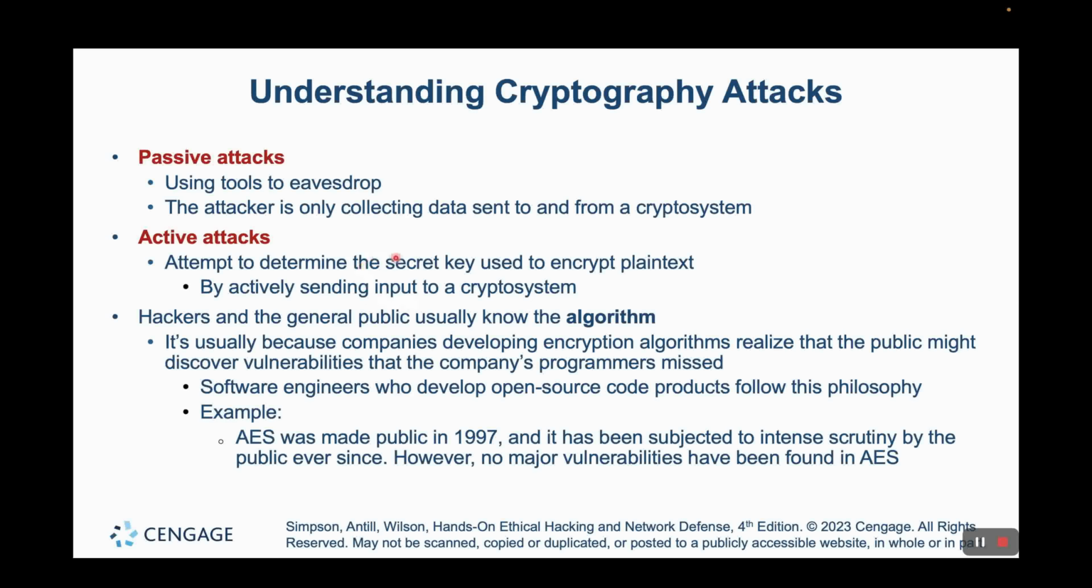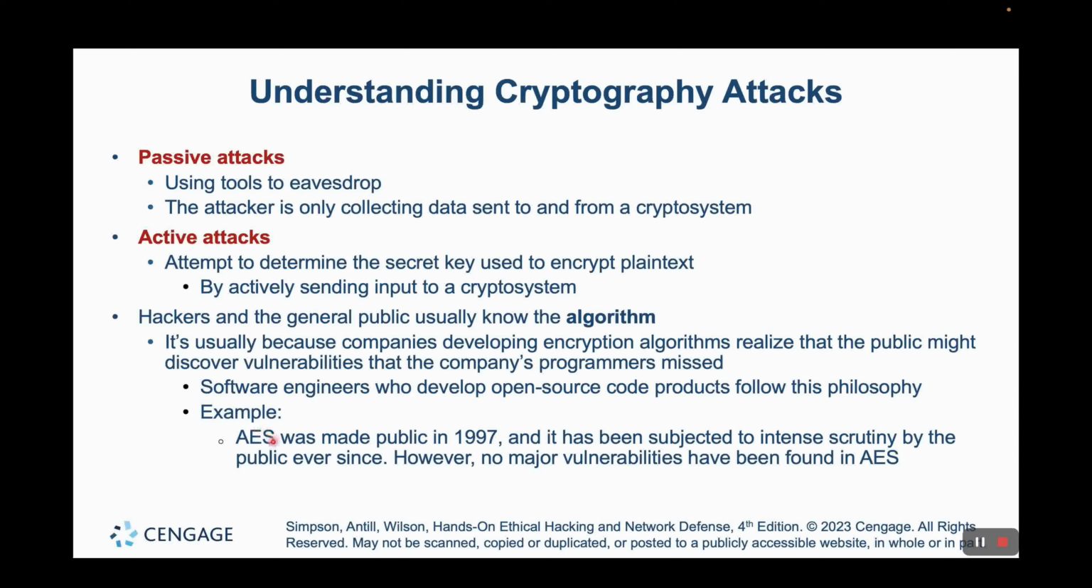See here, right now you're interacting with the crypto system, and that's what makes it an active attack. Now, hackers and the general public usually know the algorithm, how it works. It's usually because companies developing encryption algorithms realize that the public might discover vulnerabilities that the company's programmers missed. Software engineers who develop open source code products are a good example, following this philosophy.